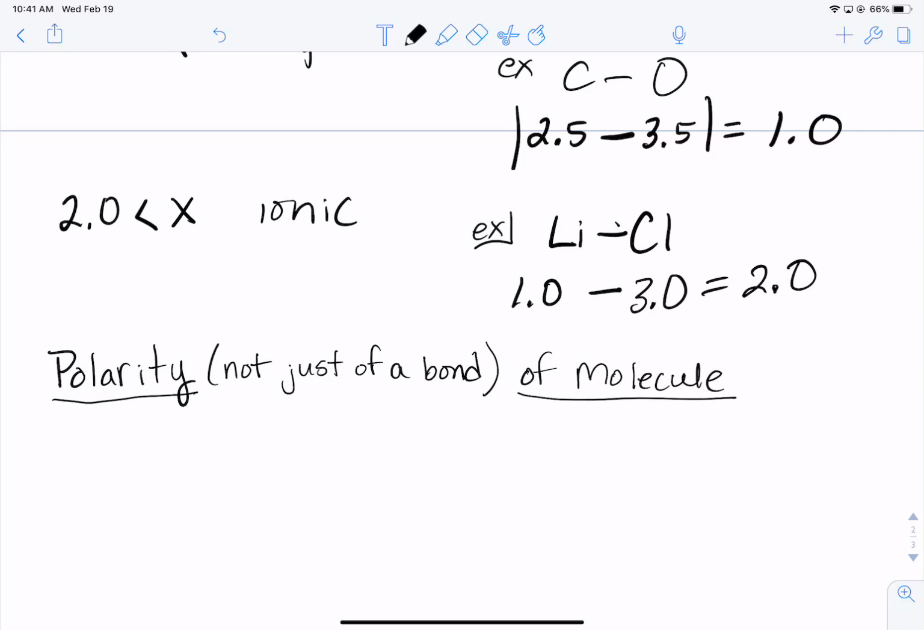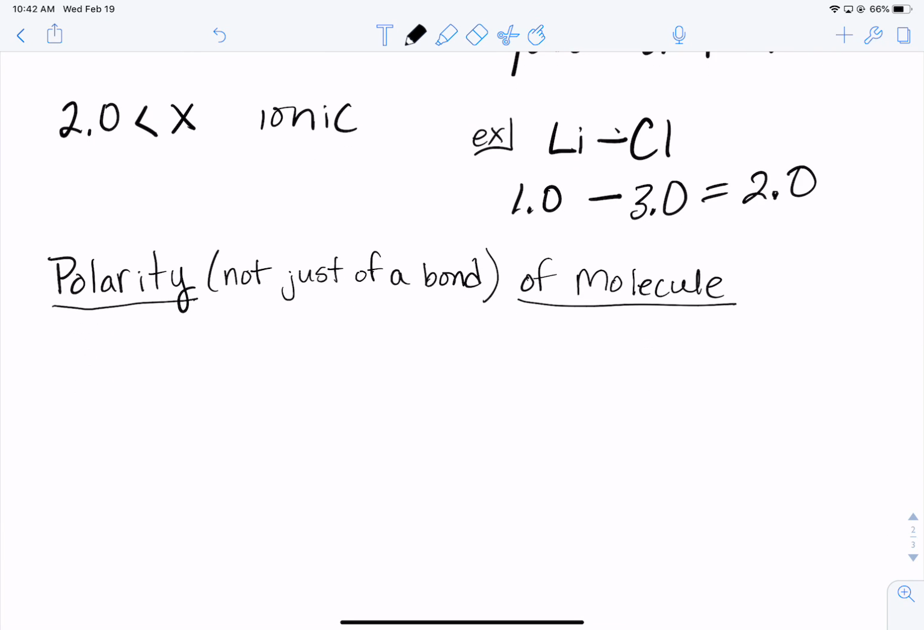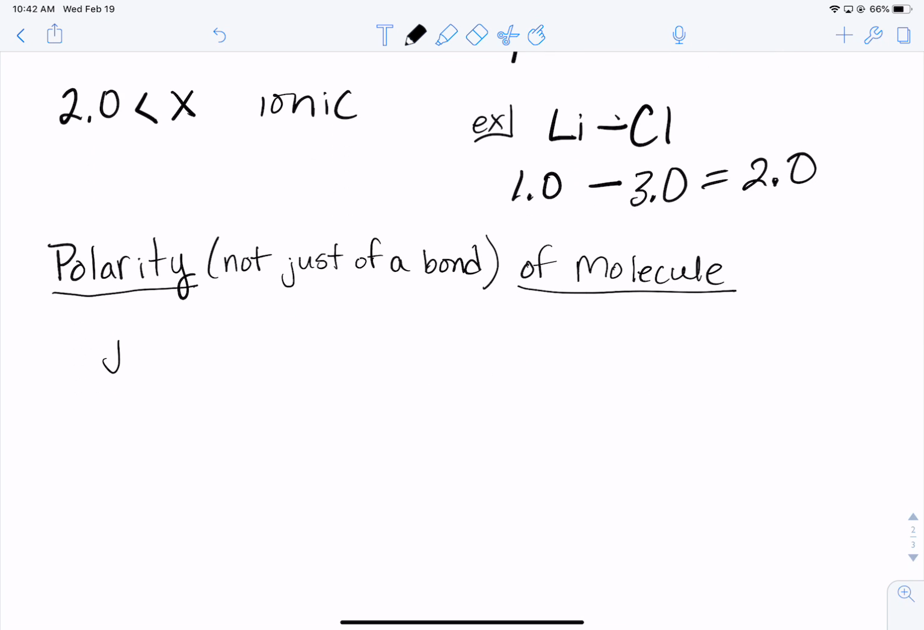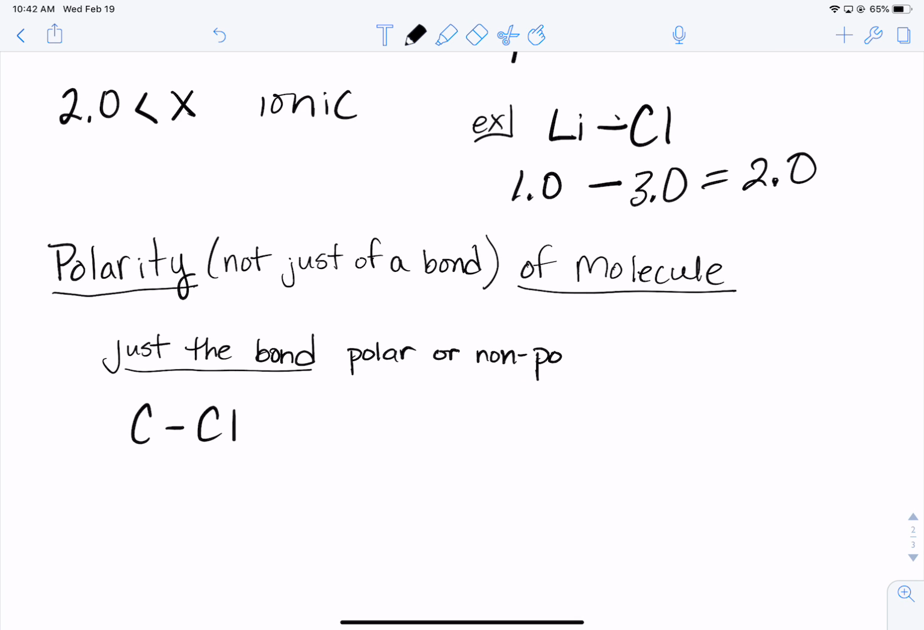So today we're going to talk about polarity, not just of a bond, but of a whole molecule. But first, let's remind ourselves about just the bond. Just the bond, let's do C-Cl, right? Let's determine first, is it polar or nonpolar? Just the bond, is it polar or is it nonpolar?